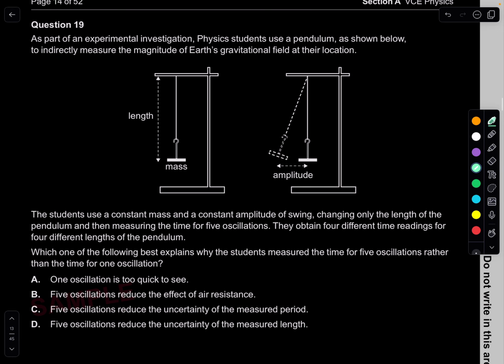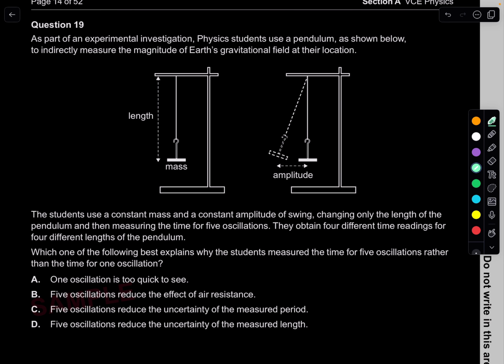Done. Question 19. As part of an experimental investigation, physics students use a pendulum, as shown below, to indirectly measure the magnitude of the Earth's gravitational field at their location. The students use a constant mass and a constant amplitude of swing, changing only the length of the pendulum and then measuring the time for 5 oscillations. They obtain 4 different time readings for 4 different lengths of the pendulum. Which option best explains why the student measured the time for 5 oscillations rather than the time for 1 oscillation?